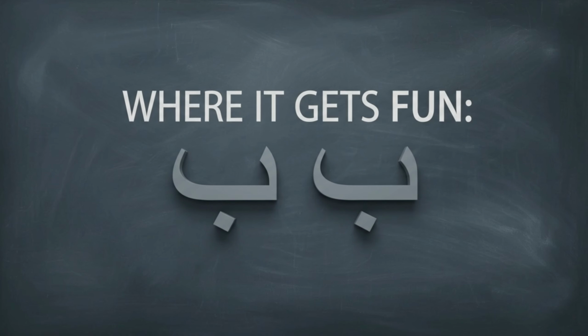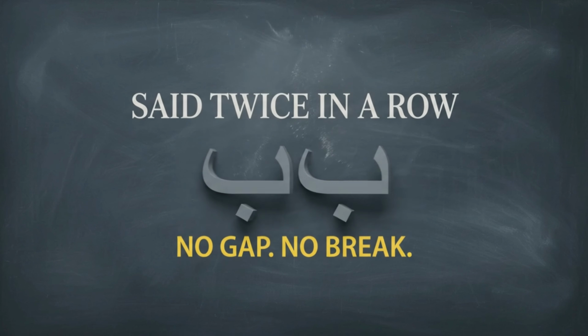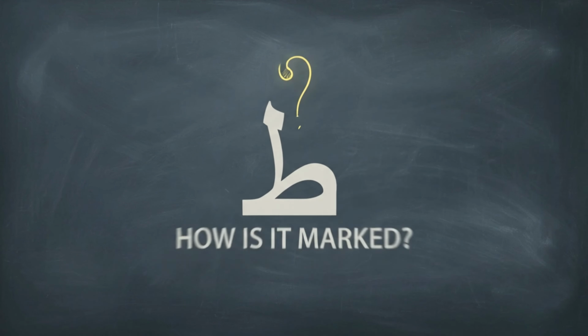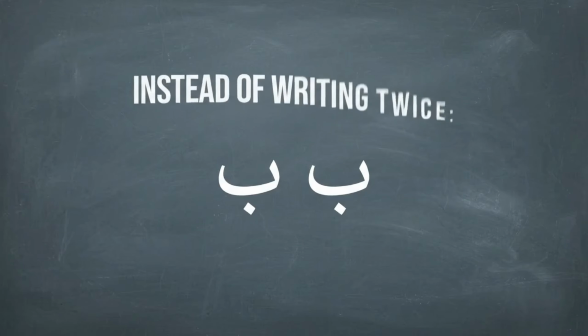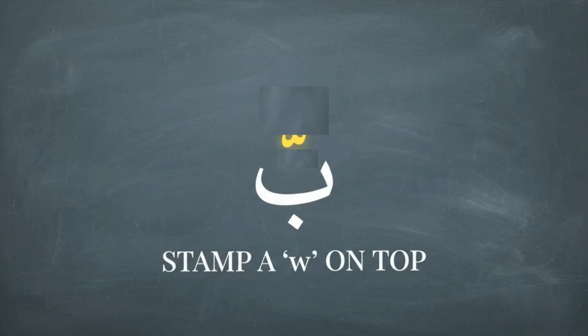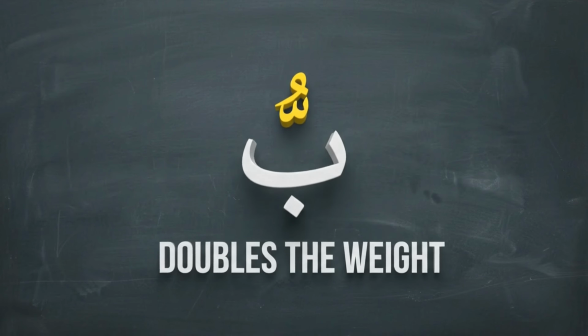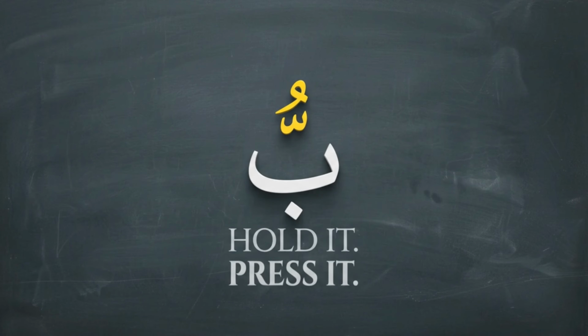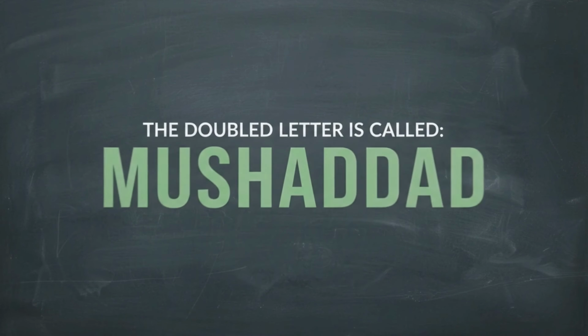Here's where it gets fun. What if a letter needs to be said twice in a row? No gap, no break. Instead of writing the letter twice, Arabic just stamps this little W-shaped mark, a shaddah, on top. It doubles the letter's weight. You hold it, you press it, and that doubled letter is now called mushaddad.